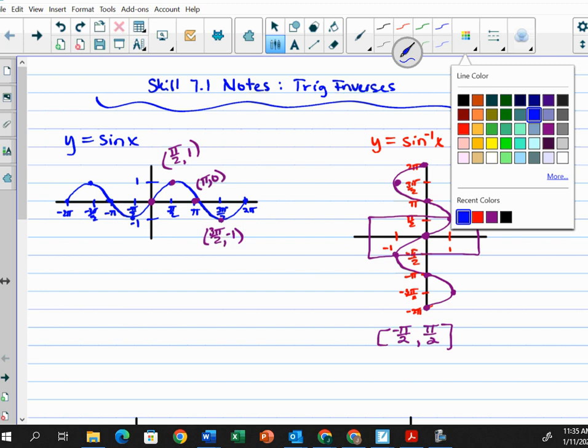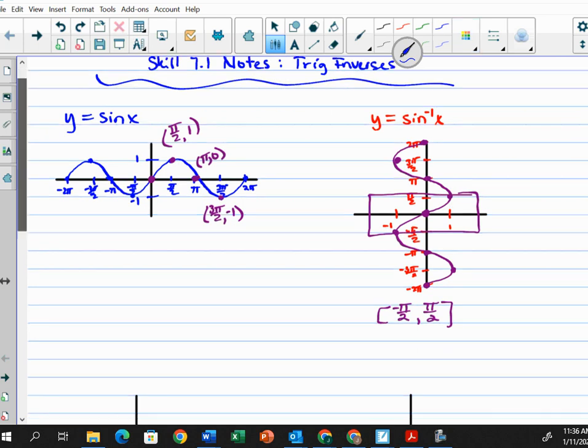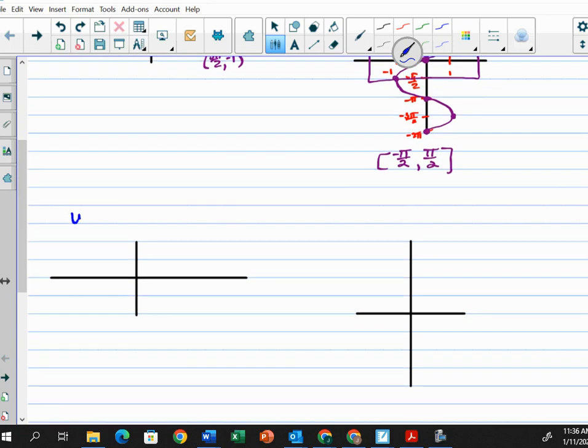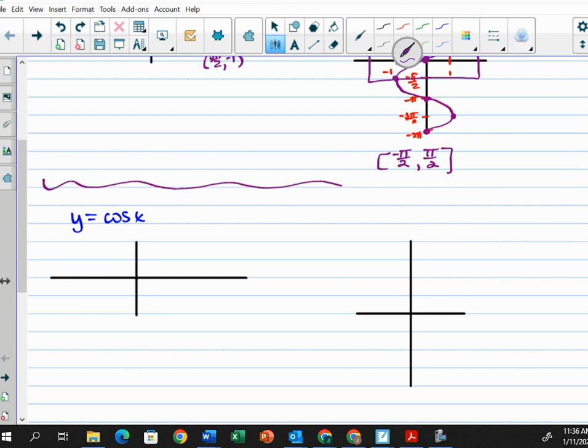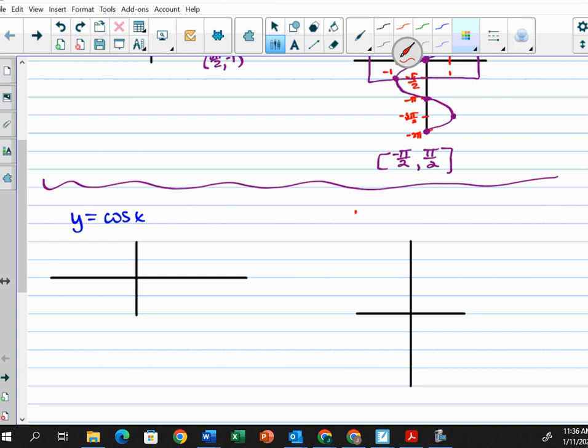Questions before we graph cosine? We're not going to graph all 6. We're only going to graph 3 of them. Okay, so let's try cosine. So again, graph the parent function first. Then graph the inverse. I'll let you guys try this one on your own.